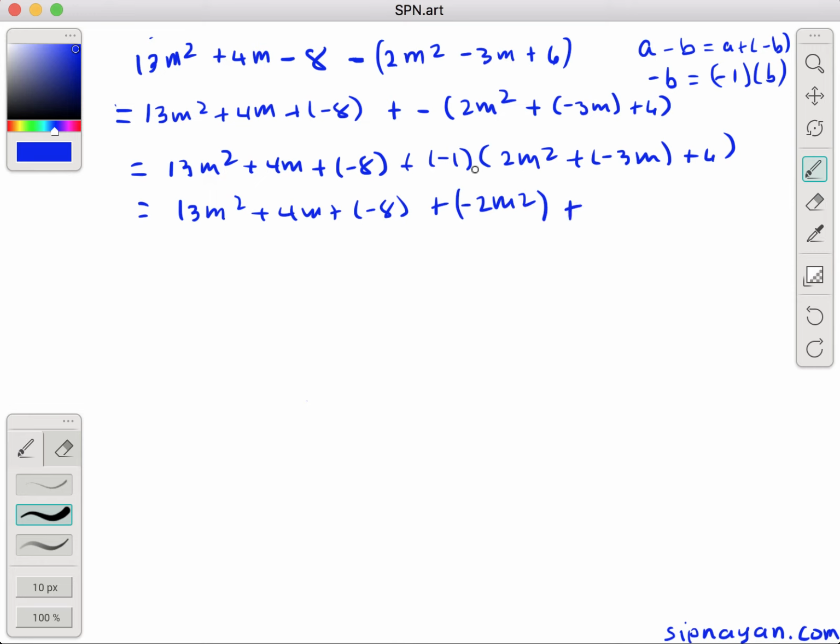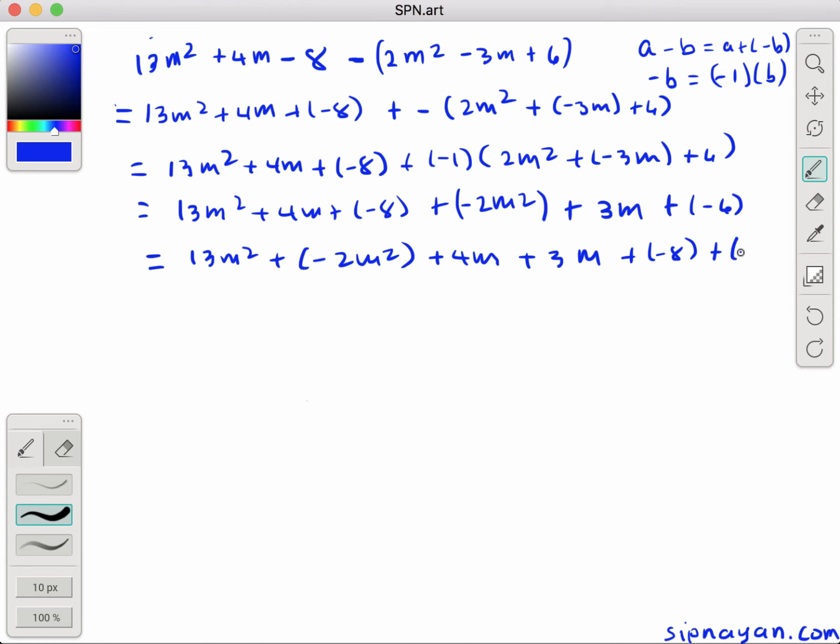And then plus negative 1 times negative 3m, na pareho negative so magiging positive, plus positive 3m, and then plus negative 1 times 6 is negative 6. Okay? So pwede na natin pagtabihin or i-group. We can actually group using the parentheses, pero pwede na natin pagtabihin kasi obvious naman. 13m squared plus ito, negative 2m squared, and then yung plus 4m natin dito, and then plus 3m natin dito. And then yung plus negative 8 natin dito and plus negative 6.